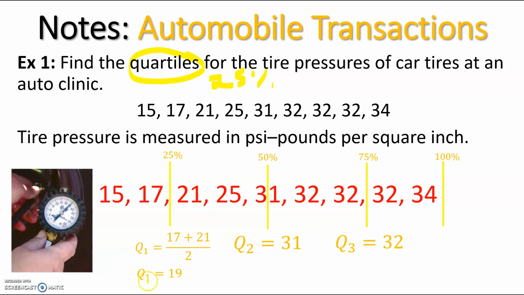So we have what's called our first quartile, our second quartile, and our third quartile. And these numbers just mark where the data is cut into quarters. So 1/4 of the data, 1/4 of the data, 1/4 of the data, 1/4 of the data. And then Q4, of course, is our maximum, which is 34.